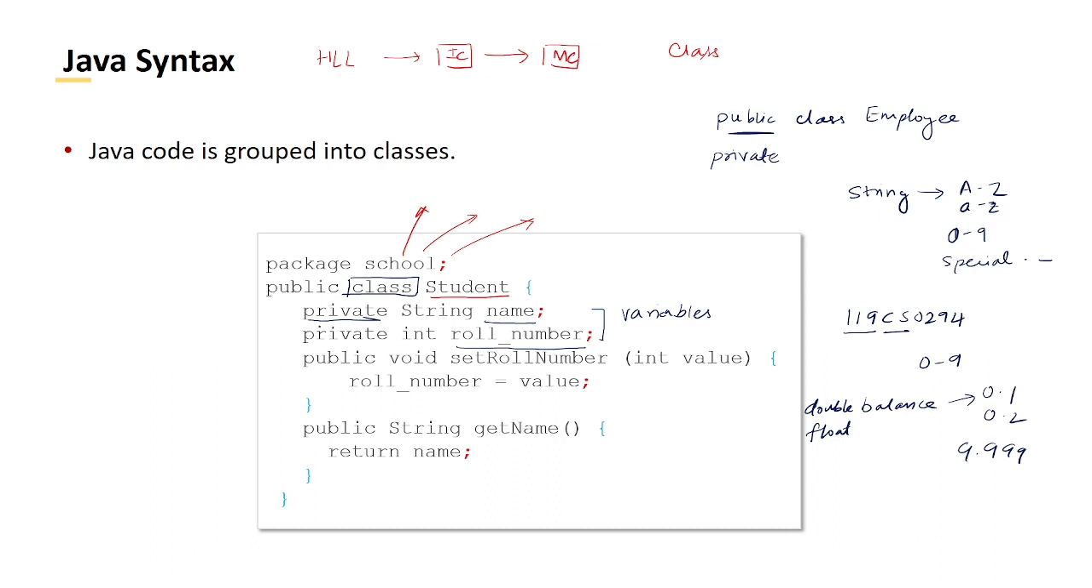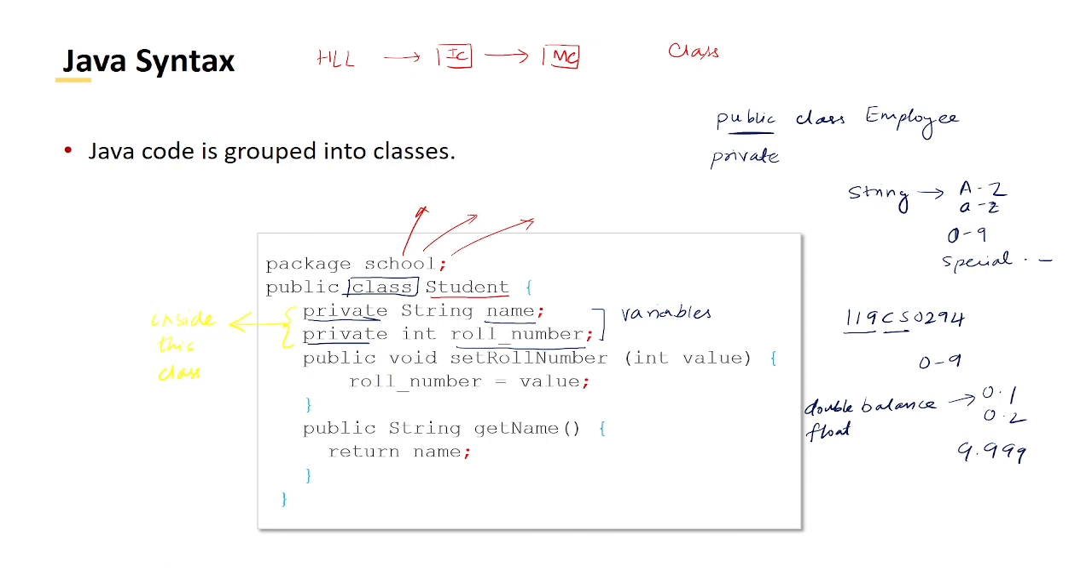So this is what we have taken, and then we have written private. So private string name, private int roll number. So what is this private? This means that these two variables can only be accessed inside this class. These are the two variables, name and roll number, which can only be accessed inside the student class. It cannot be accessed outside it. Understood?